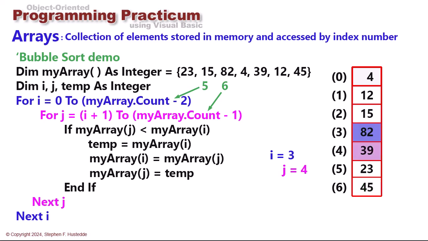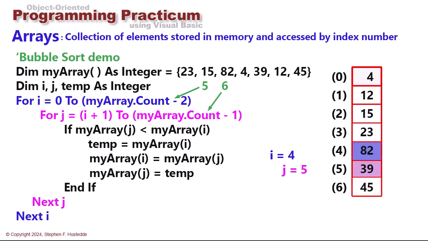The next i becomes 3. We're comparing 82 to 39. 39 is less, so we're going to swap. Comparing 23 to 39, again, we're going to swap. And now comparing 23 to 45, nothing happens there. 4 iterations through, we now have our 4 lowest values in the first 4 items of our array.